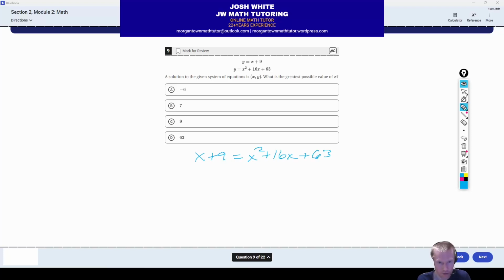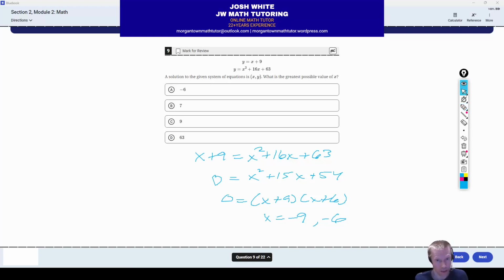Okay, and then go ahead and solve. Moving the x and the 9 over, you get x squared plus 15x plus 54 is equal to 0. And then this can just factor as x plus 9, x plus 6, so x equals -9 or -6. What is the greatest value of x? Well, -6 is greater than -9. So therefore, the correct answer is going to be letter A.